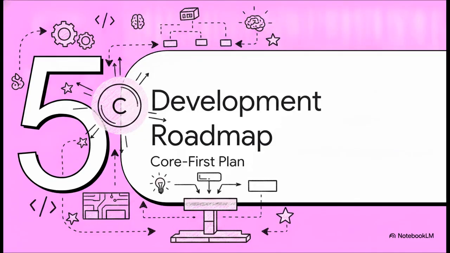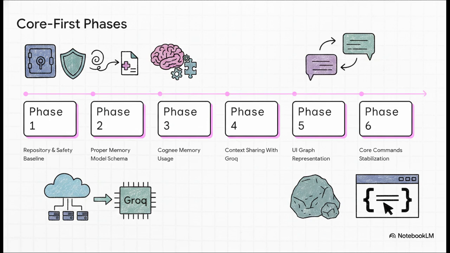Section 5, the development roadmap in their strict core-first plan. Because this is an MVP, the developers have mapped out 6 very distinct, disciplined phases. Phase 1 is all about safety, getting secrets out of config files. Phase 2 locks down that memory schema we talked about. Phase 3 solidifies the local Cognee endpoints. Phase 4 perfects the context sharing with Groq. Phase 5 polishes the UI graph. And Phase 6 ensures the core terminal commands are rock solid.